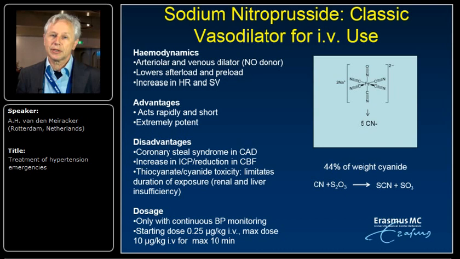As for the dosage of nitroprusside, you can only use it when you also have the possibility for continuous blood pressure monitoring. The starting dose is usually 0.25 microgram per kilogram IV, and the maximum dose is 10 microgram per kilogram for a maximum of 10 minutes.